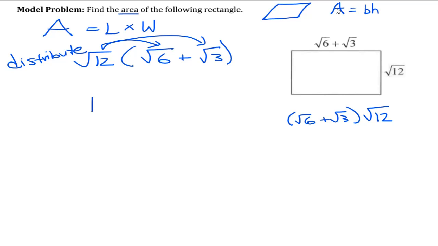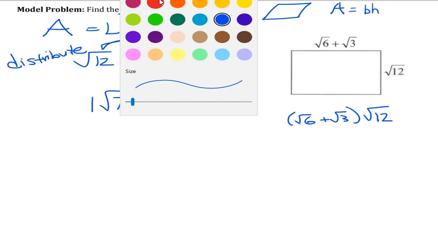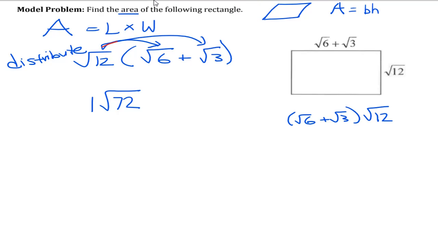And then I multiply what is inside the radical next. So I'm going to have to multiply 12 times 6. In your calculator, 12 times 6 makes 72. Okay, so I just did this first arrow right here. I multiplied radical 12 times radical 6.